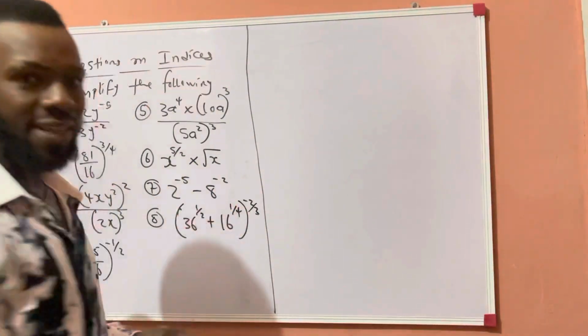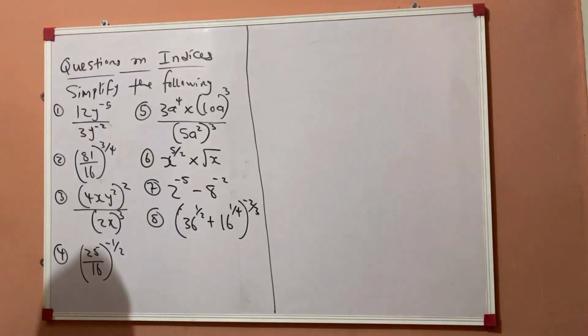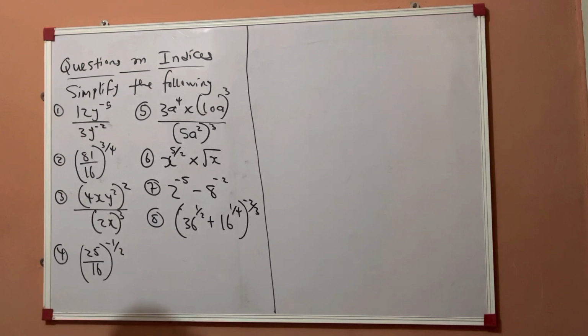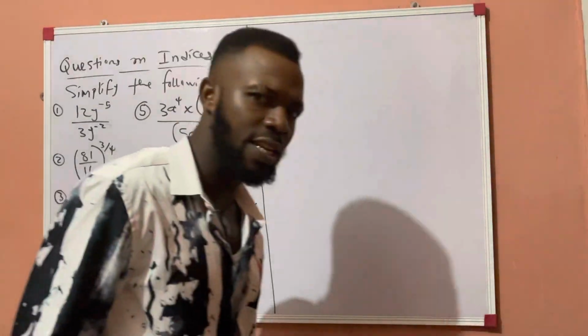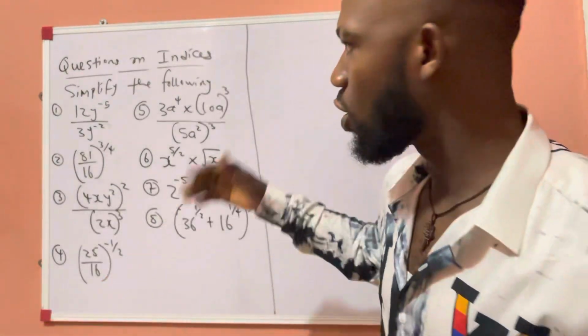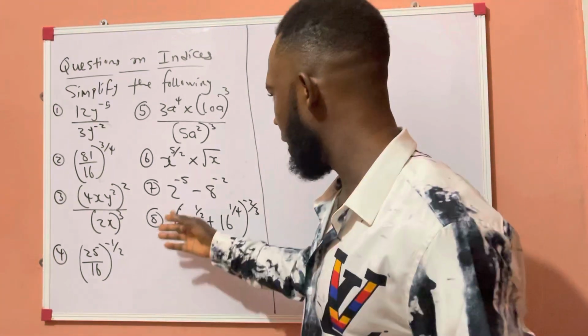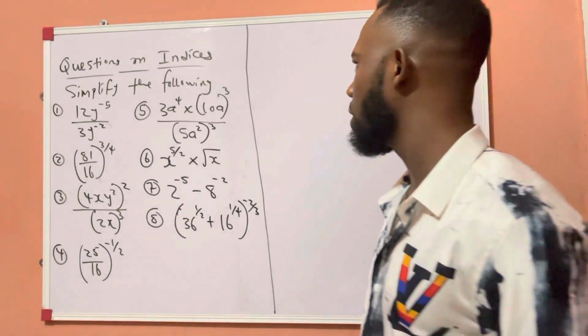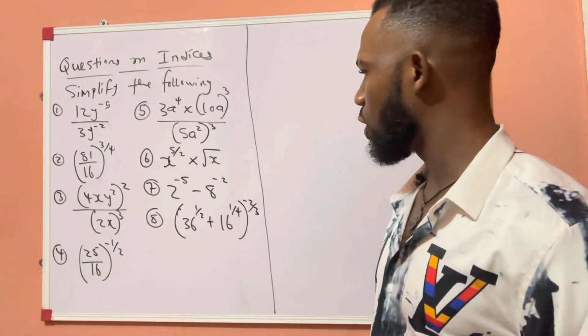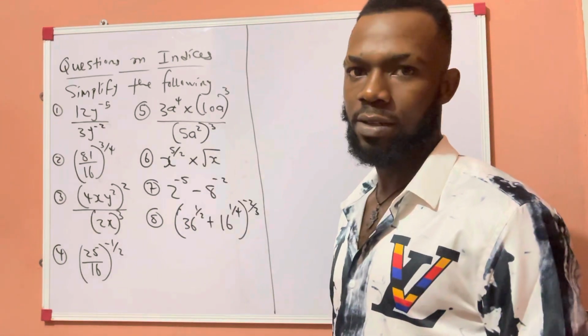And in our last class, we discussed indices. So today we are going to be looking at how we can apply the laws that we treated in our last class in solving some problems. We have 8 questions on the board, as you can see, and we are going to be solving them one after the other.